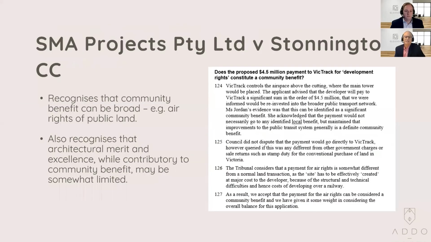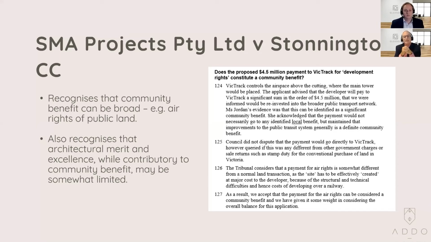The next case is that of SMA projects in Stonington. I gave evidence for the Stonington City Council in this case, and it involved a mixed-use apartment complex to be built over the airspace above a railway line with an abuttal to Chapel Street. So it was down the Pran end of the Chapel Street activity centre. And in this case, the Tribunal looked at a variety of benefits that were purported to accrue from this development in making its decision. One of those was that as a consequence of developing over the airspace, the applicant had negotiated that it would pay VicTrack a sum of $4.5 million for its ability to build over the air rights.